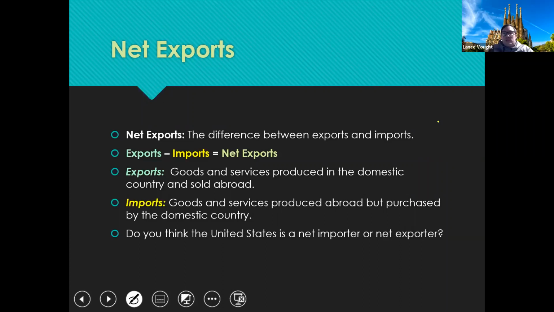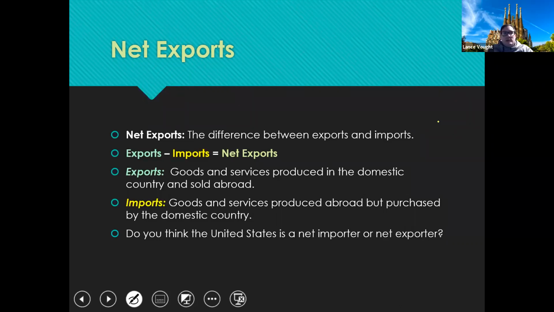So, imports are goods and services that are produced abroad but purchased by the domestic country. So if Canada makes something and we buy it as Americans, it's an import for America, it's an export for Canada. So it counts positively towards Canada's GDP. It counts negatively towards the US's GDP.